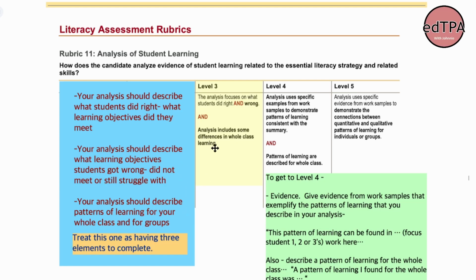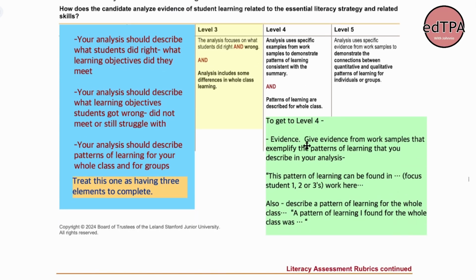And then the last piece here, your analysis should describe patterns of learning for your whole class and for groups. All right? They're not saying patterns of learning here, but that's the idea. So treat this one as having 3 elements to complete. To move to level 4, your analysis uses specific examples from work samples to demonstrate patterns of learning consistent with the summary, and patterns of learning are described for the whole class. So for this one, it's all about patterns of learning.